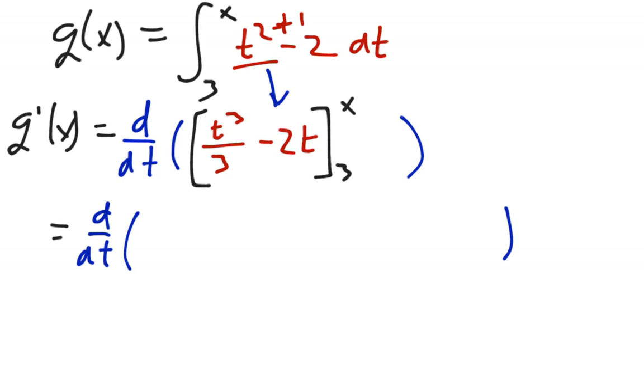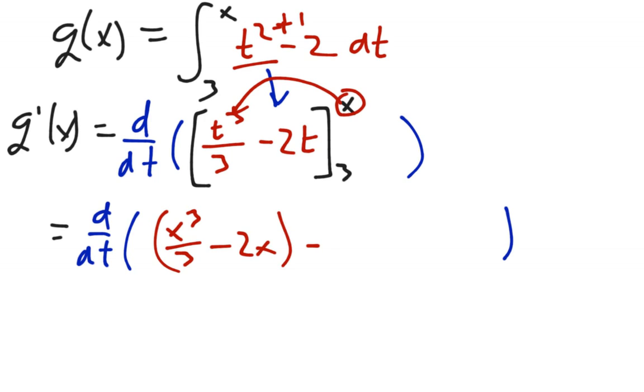So I plug in x for t. And so I get x cubed over 3 minus 2x, parentheses, minus 3 cubed over 3 minus 6. Okay, I just plugged 3 in, subtracted. This is my fundamental theorem of calculus. Cool. Oh, I'm not done yet because now I'm going to take the derivative.